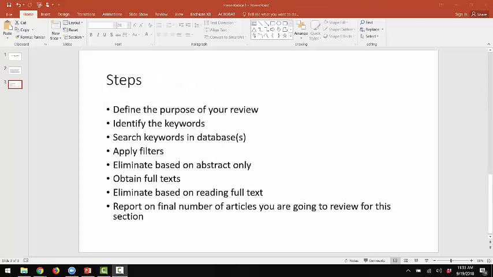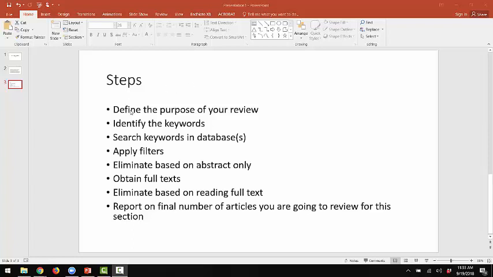So let's unpack that a little bit and go through what exactly the steps are for this week. This week is really just to find your articles for the review of the literature and tell me how you did that. So it's not a complete review of the literature, just finding what articles you're going to include.